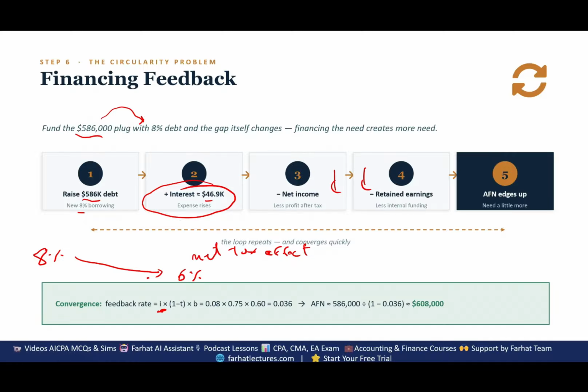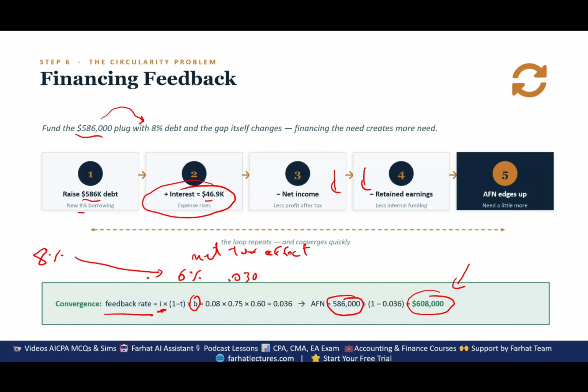So again, we have to change our computation. Of that savings, remember, we're keeping 60%. It means the keep is 0.036, called the feedback rate. Now we take the funds that we needed divided by 1 minus that feedback rate, which gives us 608. And this is exactly what we need. We need 608,000 based on this loan, and everything will balance. We will not have this feedback problem.